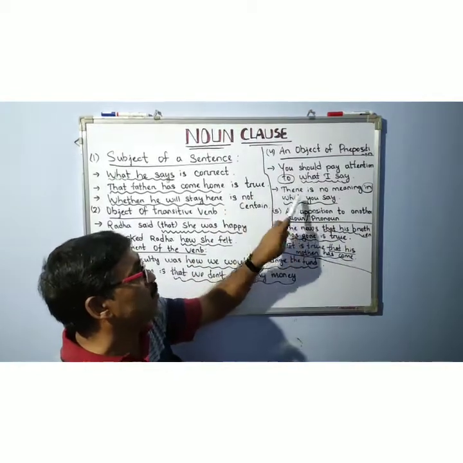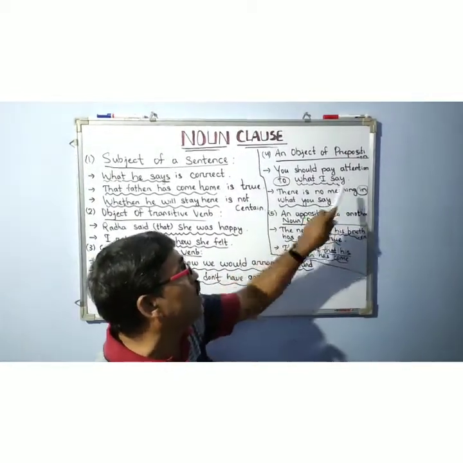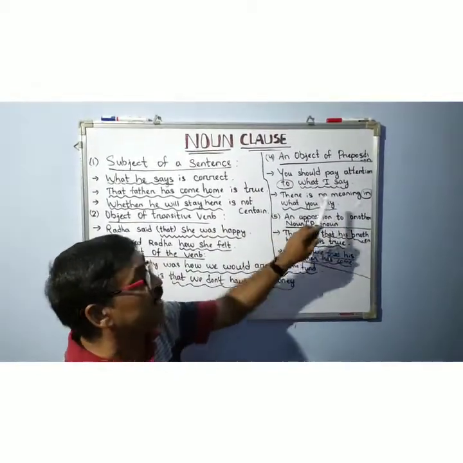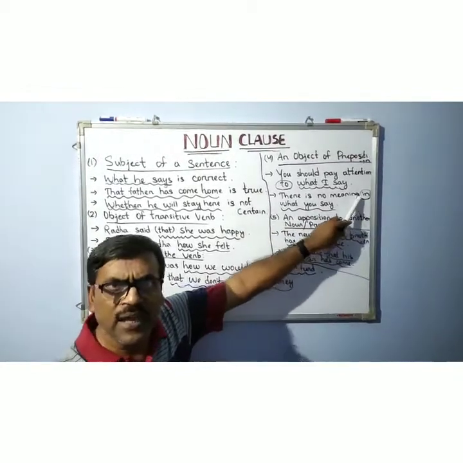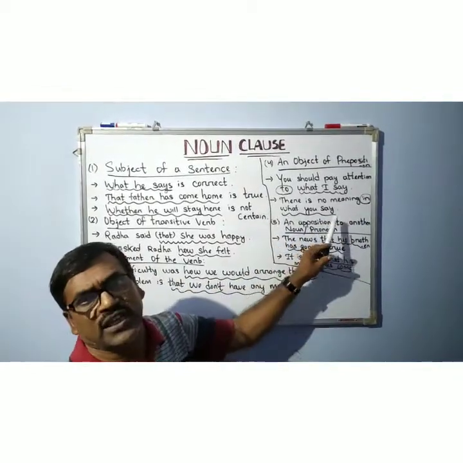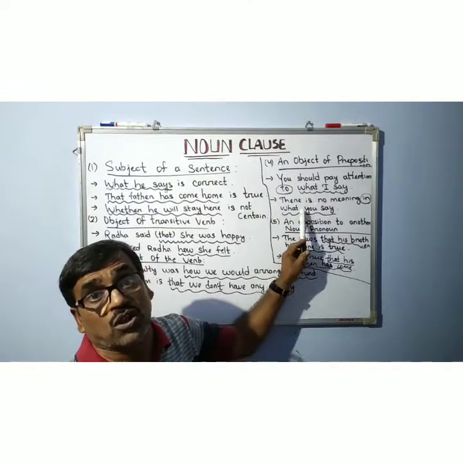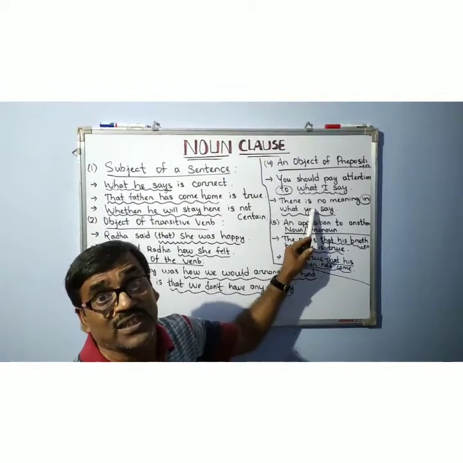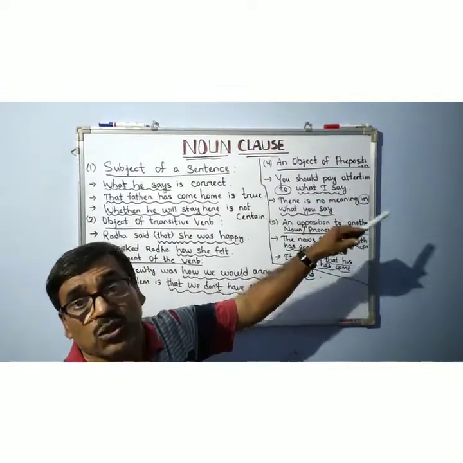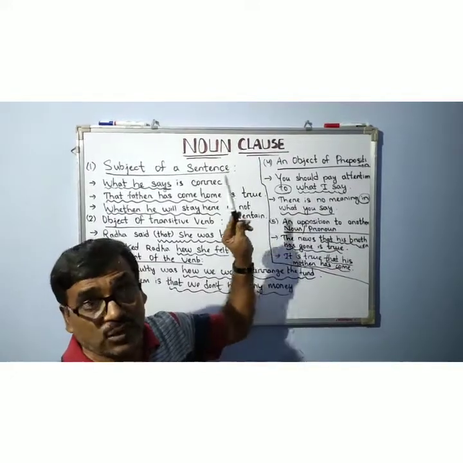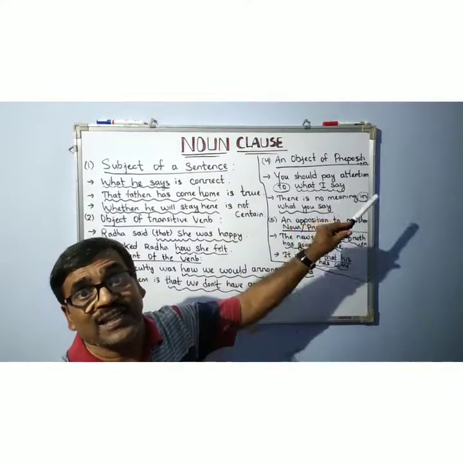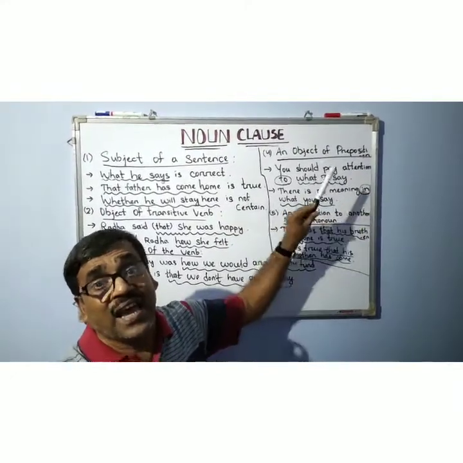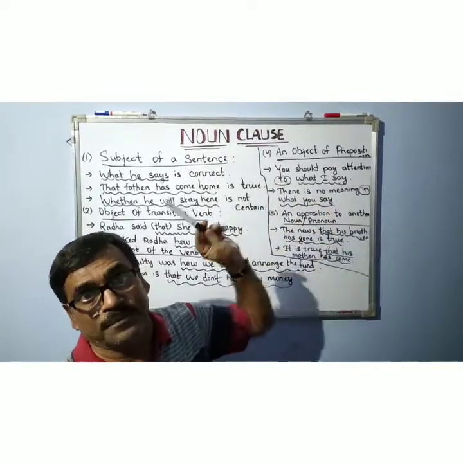In the next example, there is no meaning in what you say. Similarly, here the preposition is "in" and the noun clause is "what you say". So this particular noun clause, "what you say", is an object to the preposition "in". So from this example we are clear that here the noun clause acts as an object to the preposition.